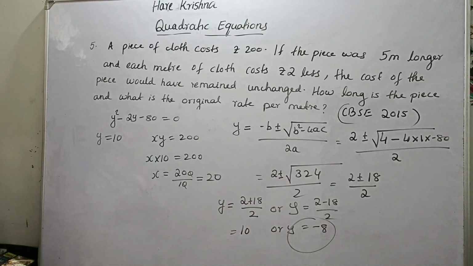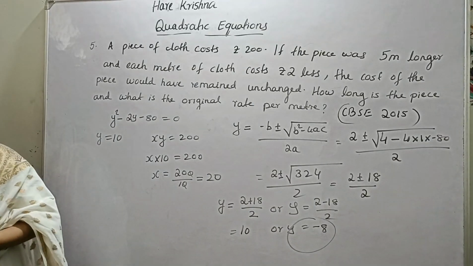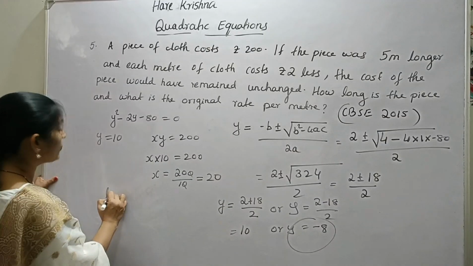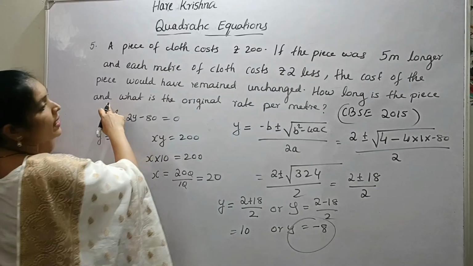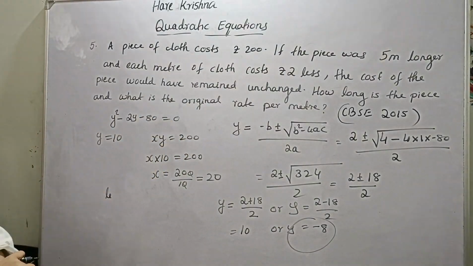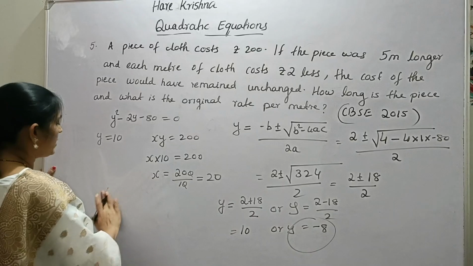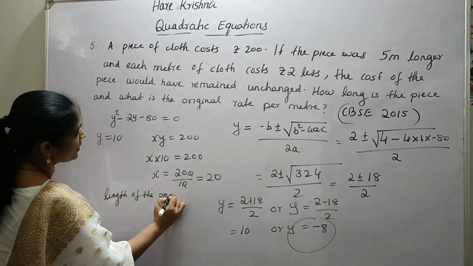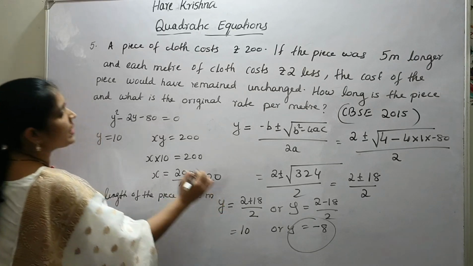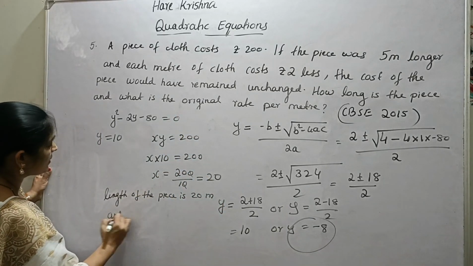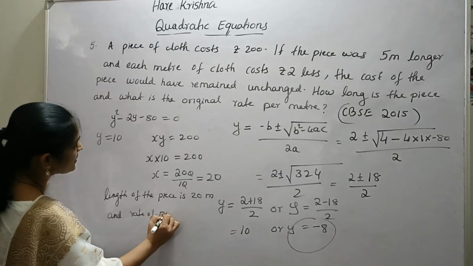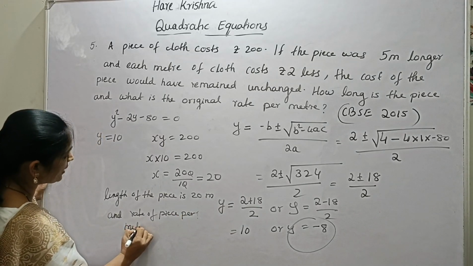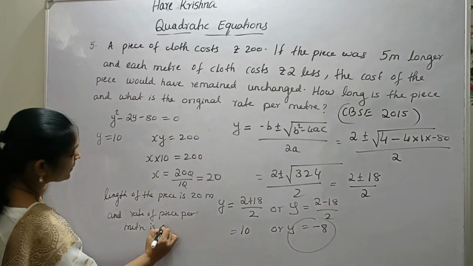So what is x? We have taken x as the length of the cloth, right? Here we have to find how long is the piece and what is the original rate per meter. So here the length of the cloth or piece is 20 meter, and the rate of the piece per meter is rupees 10.